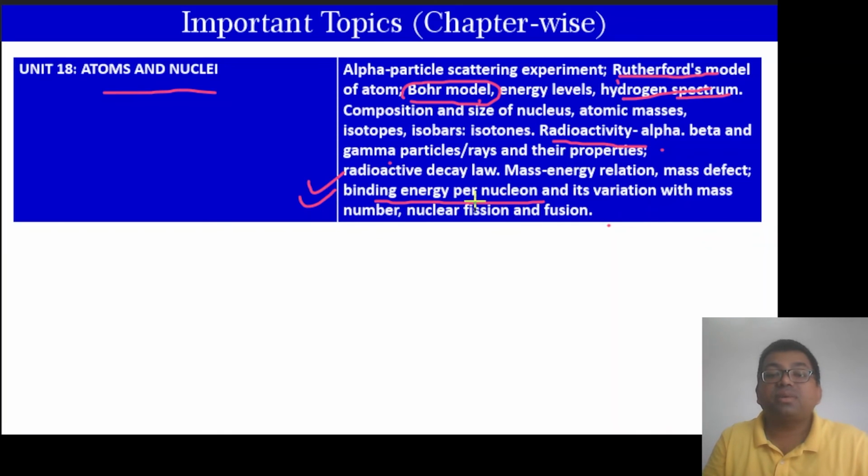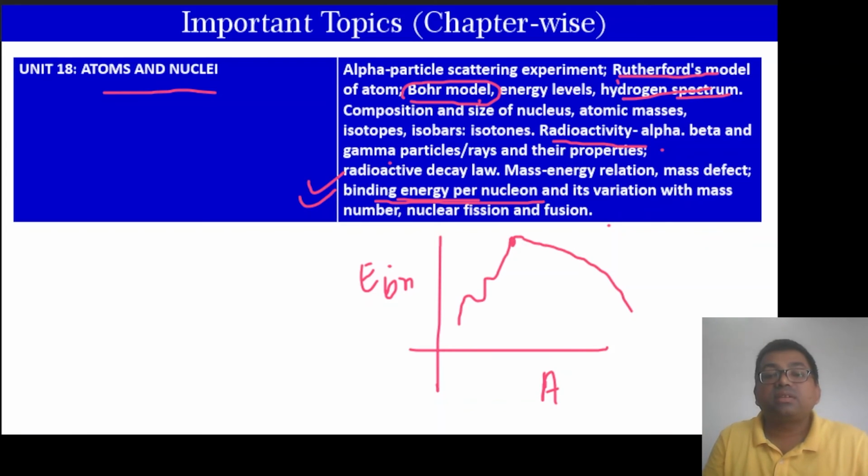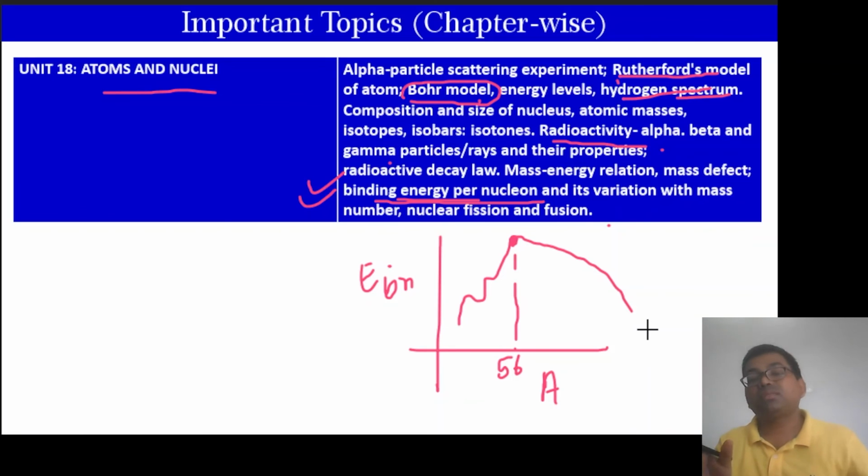This graph is also important, binding energy per nucleon versus mass number. It increases and then it goes like this. So at iron 56 it is the most stable. Mass number 56 is the most stable, and if you go to either side, it is less stable. All the nuclear reactions try to happen in such a manner that they get the highest binding energy per nucleon to become more stable.